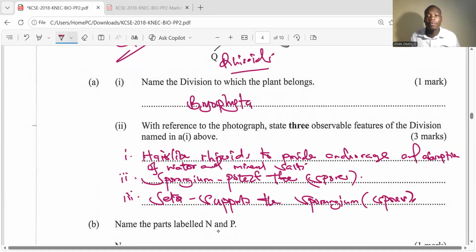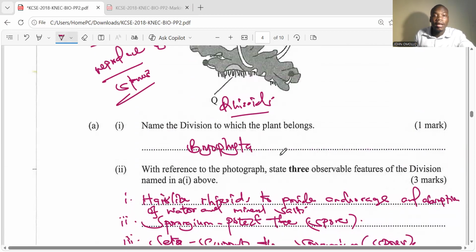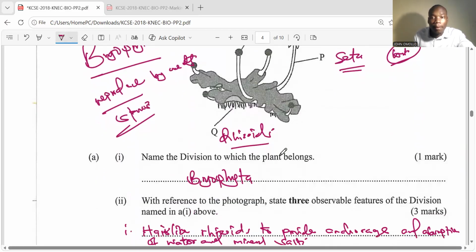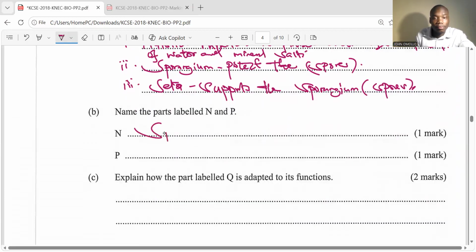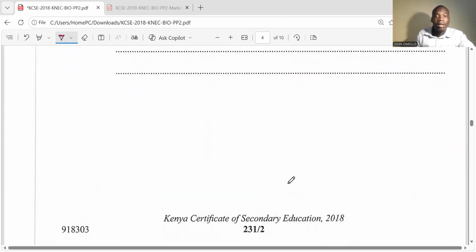So those are some of the three observable features. Name the parts labeled N and P. N, we have talked about, is the sporangium. P is the seta. This is the seta. Explain how the part labeled Q is adapted to its function. Part labeled Q, the rhizoids.